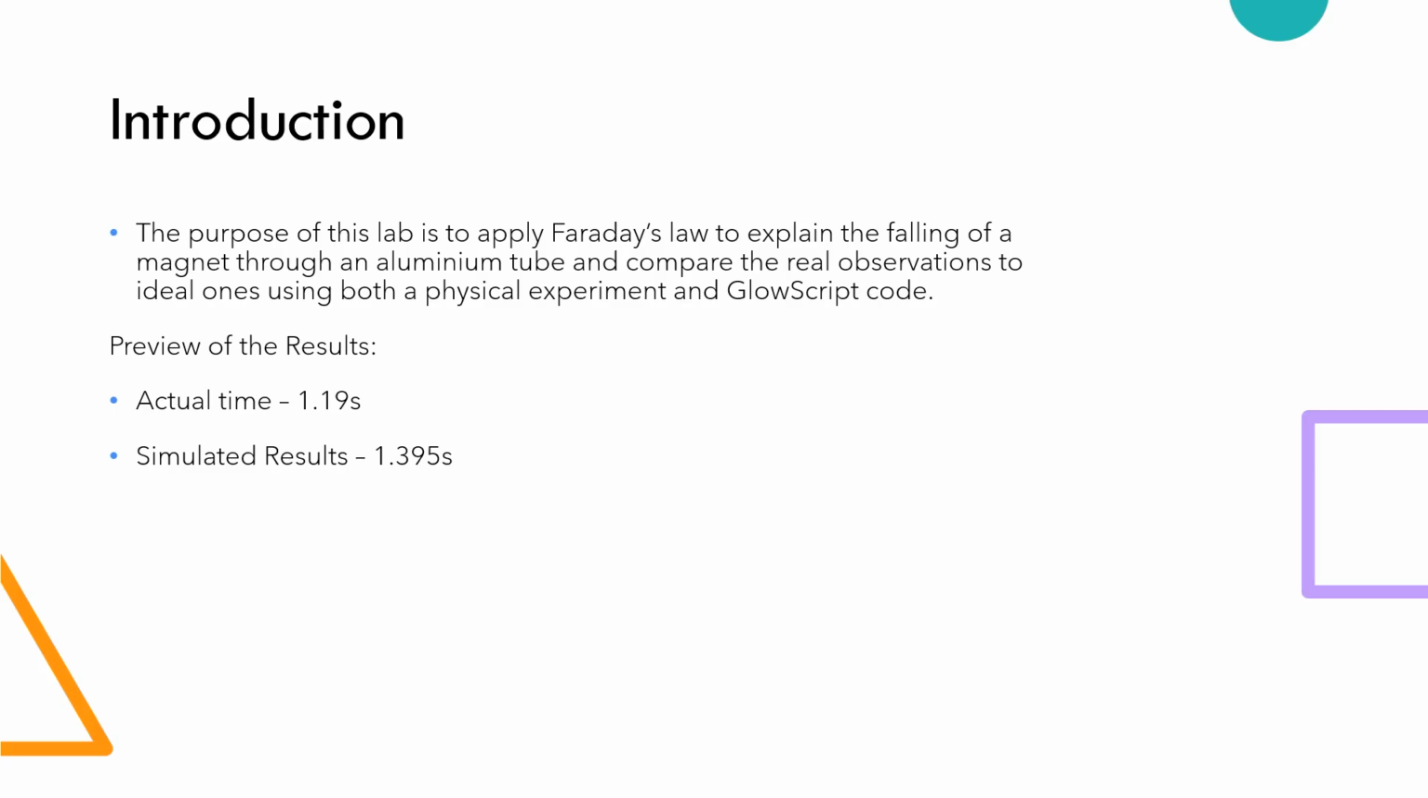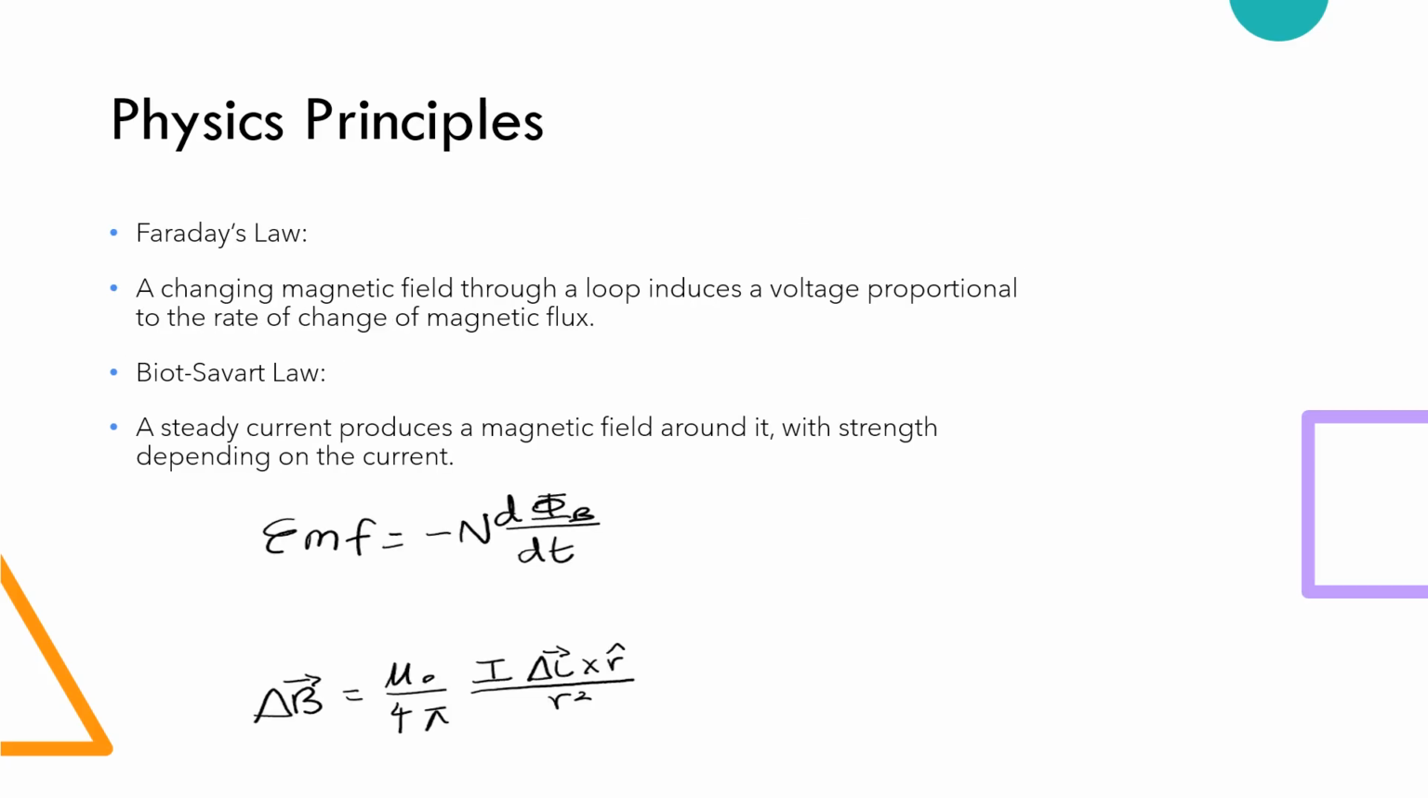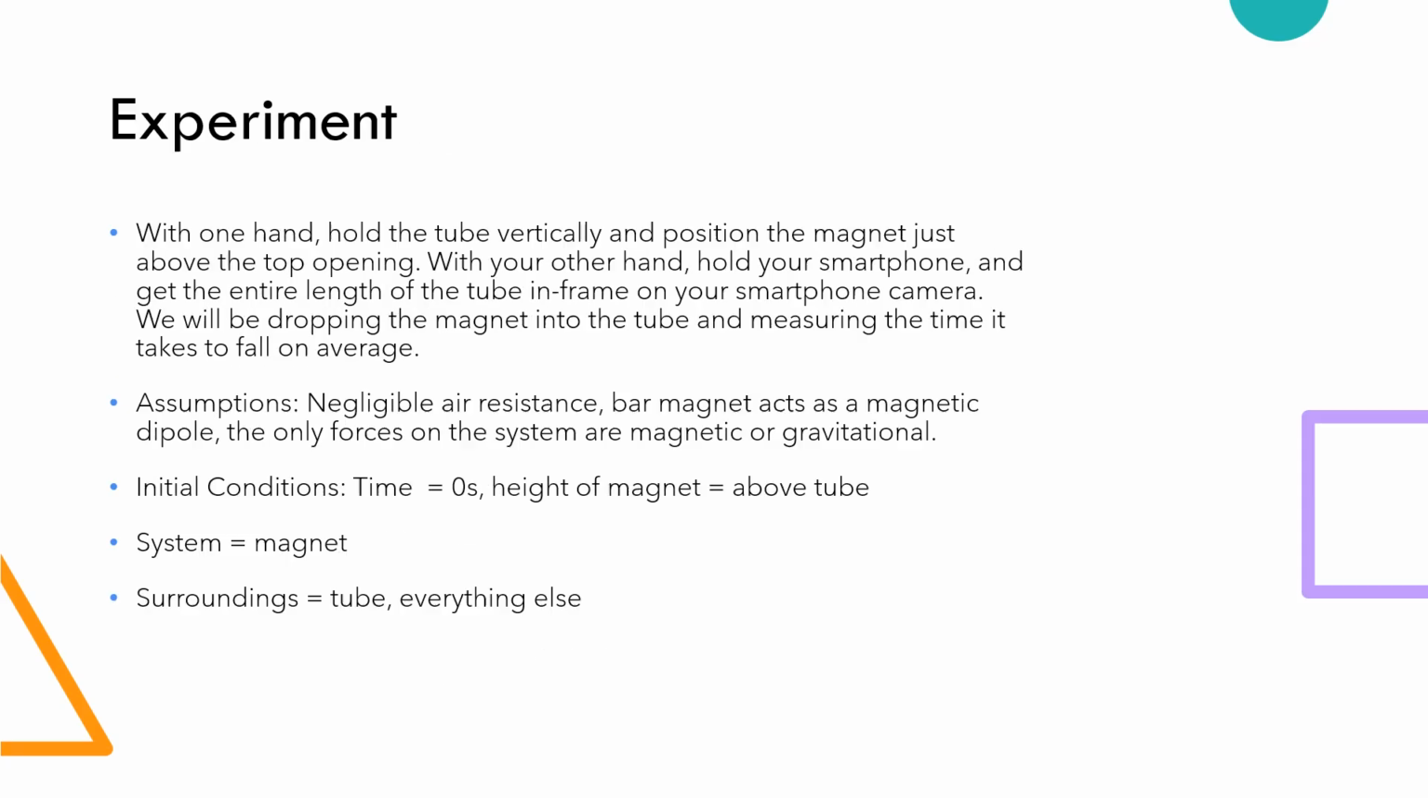Preview of the results. Actual time to drop the magnet was 1.19 seconds, while the simulated time and results was 1.395 seconds. Physics principles. The physics principles we are going to be exploring through this lab are as such. Faraday's law: a changing magnetic field through a loop induces a voltage proportional to the rate of change of magnetic flux. And Biot-Savart law: a steady current produces a magnetic field around it with strength depending on the current. And you can see the equations as shown.